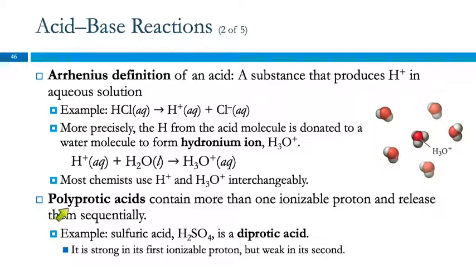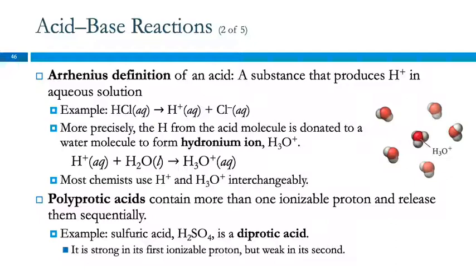Polyprotic. Poly means many, and protic refers to protons. So a polyprotic acid has many ionizable hydrogens, many ionizable protons. And so it can release more than one. An example of this is sulfuric acid, H2SO4. And we see in the beginning of its formula, H2, there are 2 hydrogens. This is a diprotic acid because it can release 2 protons, 2 hydrogen ions. It does those sequentially. It releases one, and then it releases the next. It doesn't release them both at the same time.